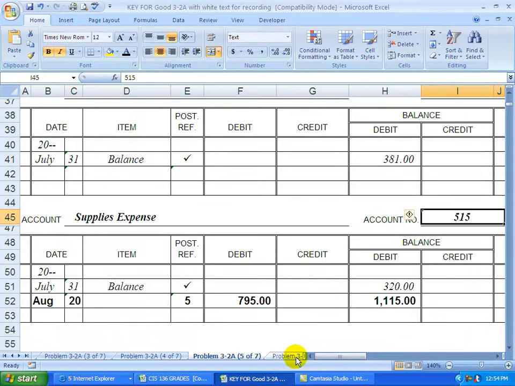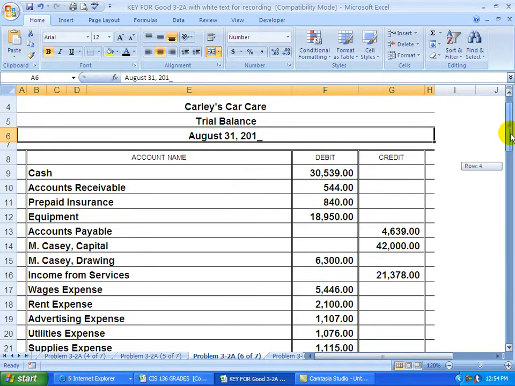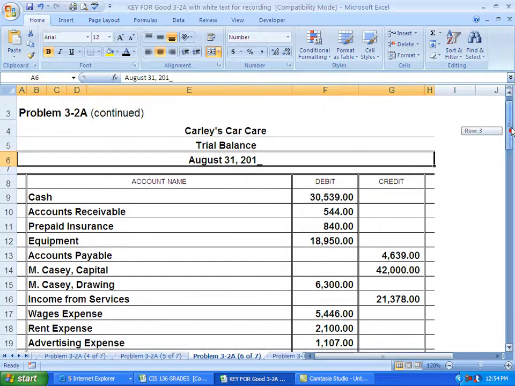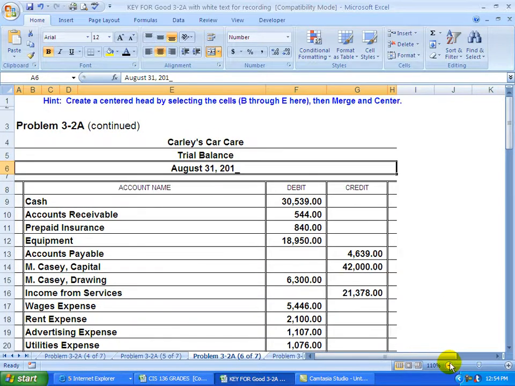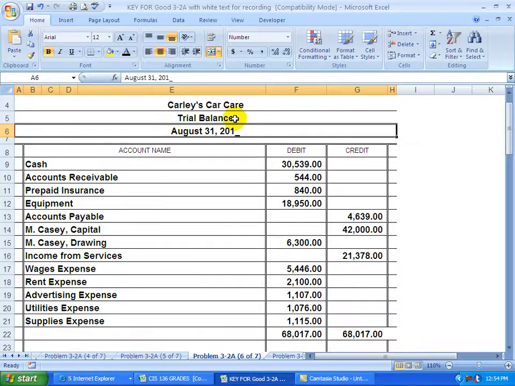Okay, the next step would be, when you're done, to do a trial balance, which is where you would write the name of the company, trial balance, and the day that you're doing it on, which is August 31st. You would write all the accounts down in the general ledger order. So remember, cash is first and accounts receivable. So here are all your assets. Here's your liability, capital, drawing, revenue, and all your expenses. So this would just be right out of that.